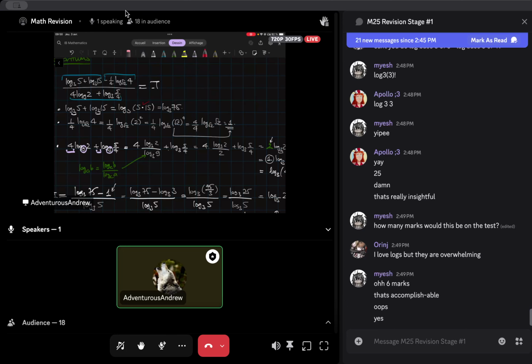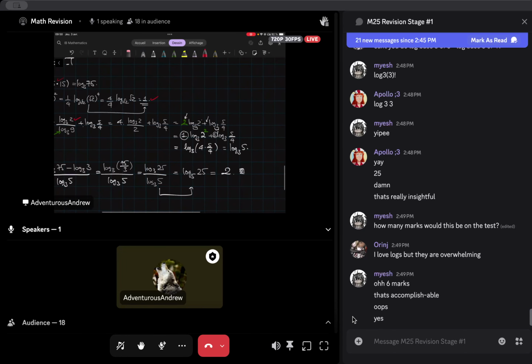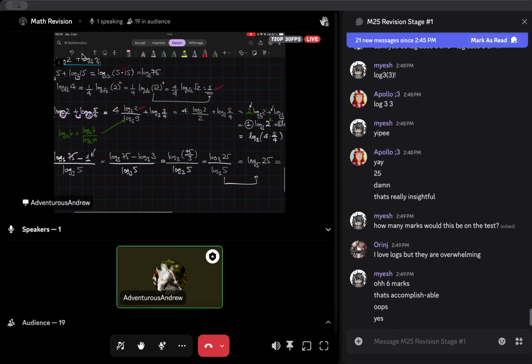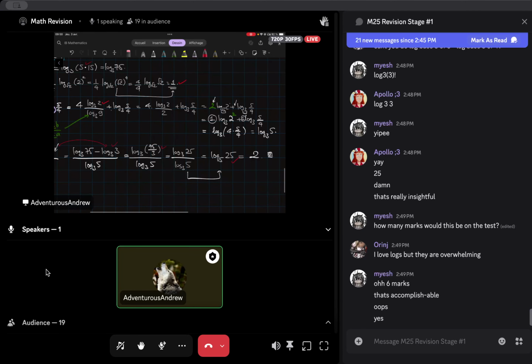So 1 mark for the addition. Probably another mark for change of base. So maybe this is worth another mark, maybe 2. This is gonna worth a mark, that's for sure, change of base. Bare minimum, you're gonna get 1 more mark for this, 1 more mark for that, and 1 more mark for the final answer. So bare minimum, 6.